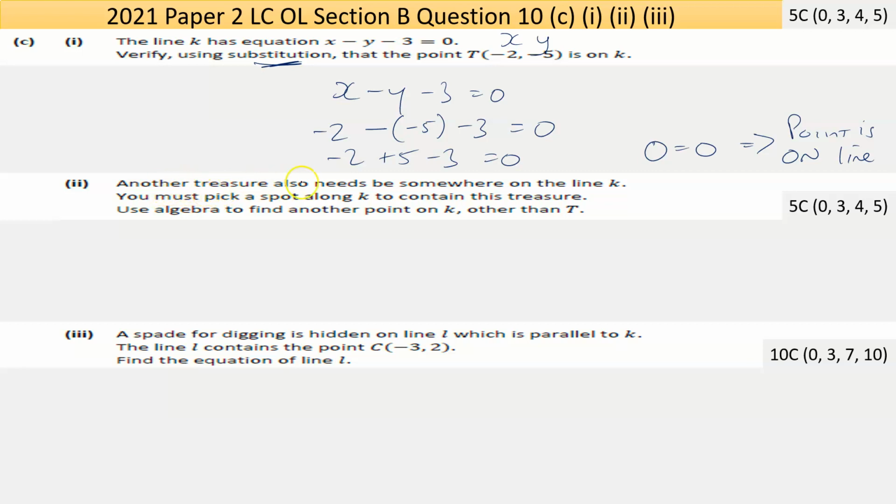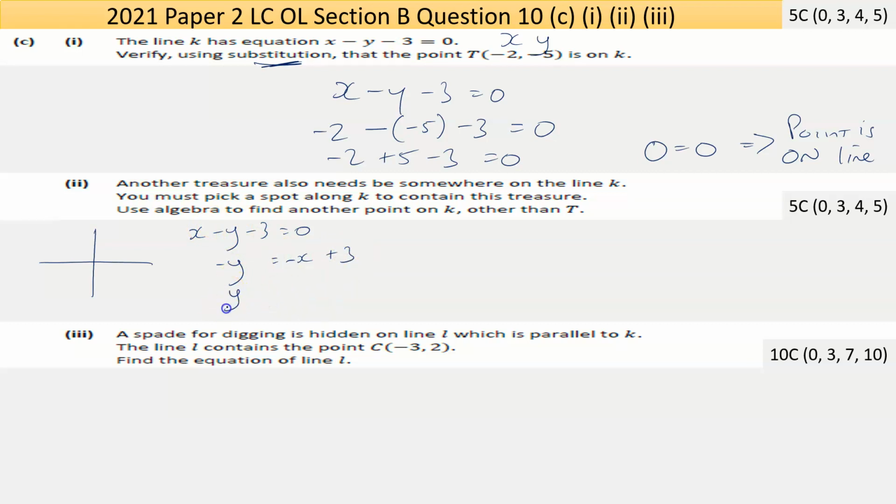Now, part 2 here says another treasure also needs to be somewhere on the line K. You must pick a spot along K to contain this treasure. Use algebra to find another point on K other than T. Now, I could draw that actually. x minus y minus 3 is equal to 0. If I leave the minus y here and bring everything over the far side, the x is going to become negative going across and the minus 3 is going to become positive.